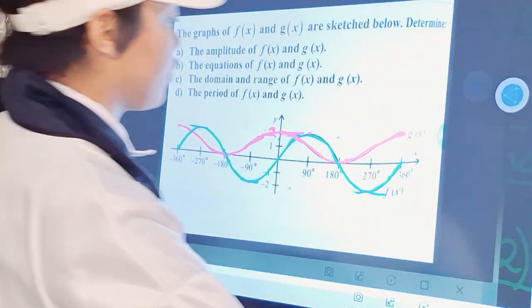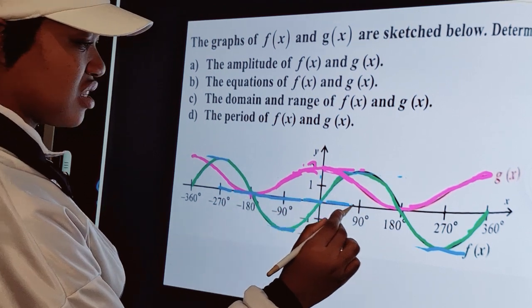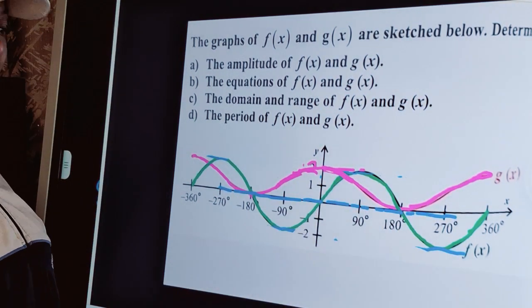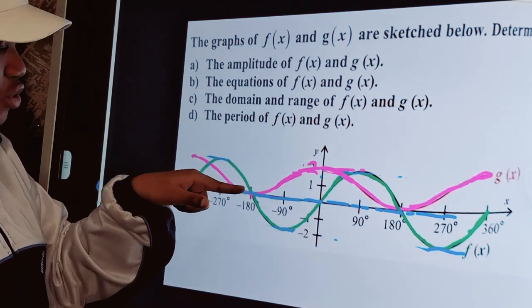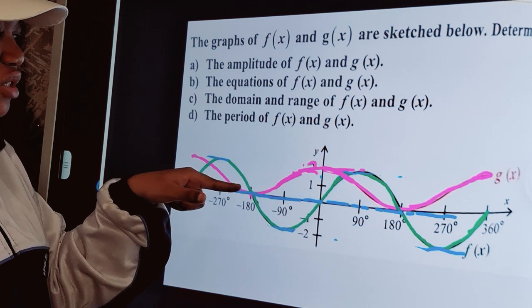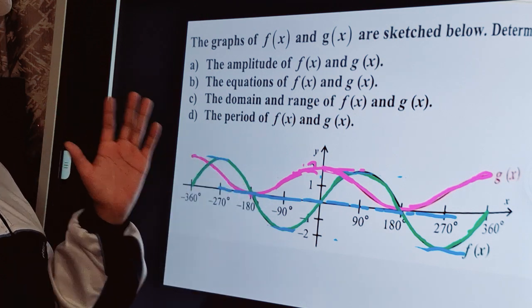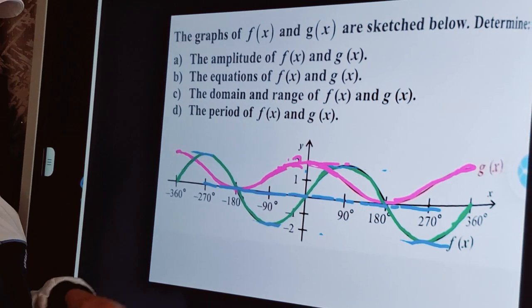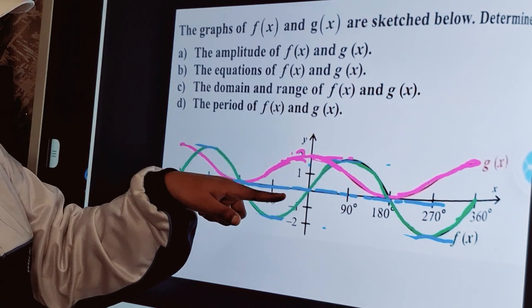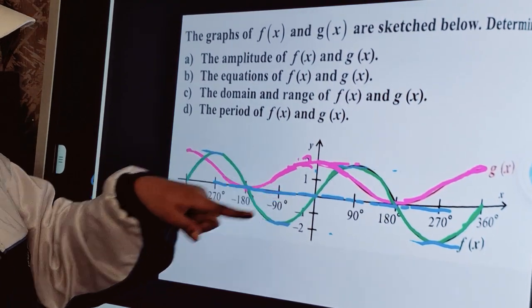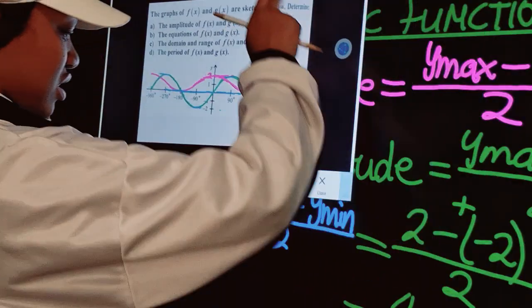Then we go to y minimum, the minimum point again. This is the pink graph, graph G. The minimum point is here. It's exactly on the x-axis, which means it's equal to 0 on the y-axis. You get my point? So the y minimum is going to be 0. It doesn't go beyond 0, to -1 or -2. This graph G doesn't go to -1, it doesn't go to -2. It ends here at 0. So 0 is the minimum point, and I'm going to write 0.